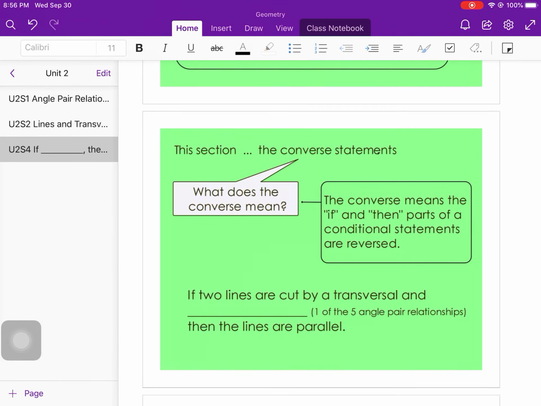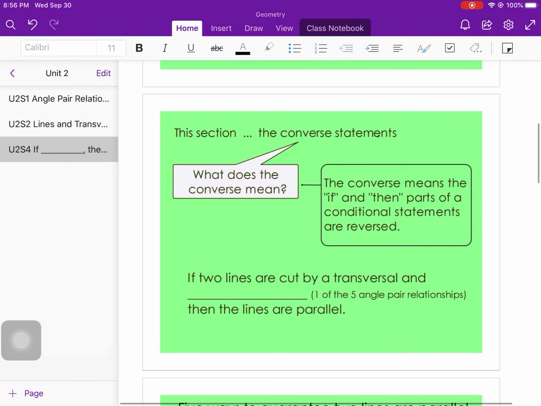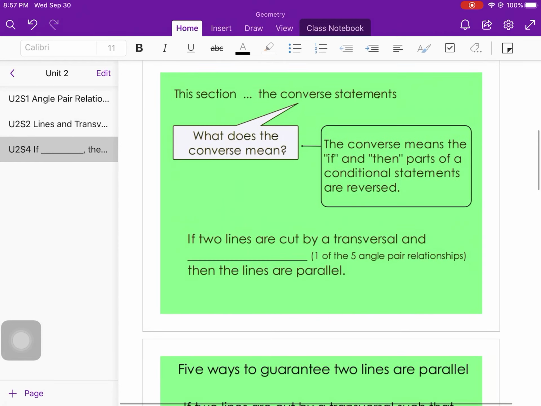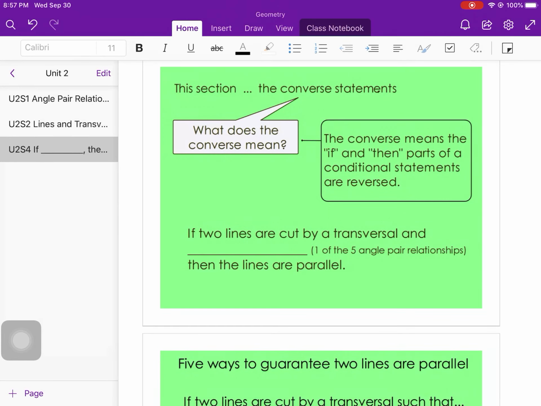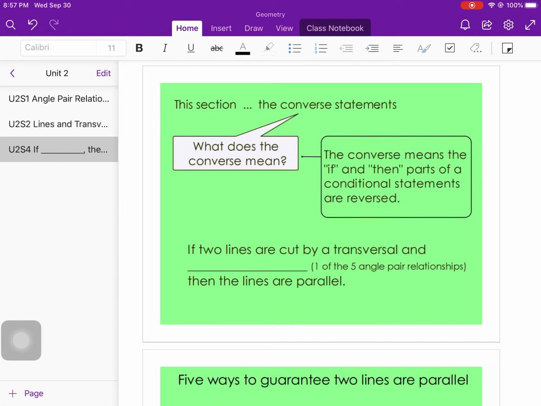So what does the converse mean? The converse means the if and then parts of a conditional statement are reversed. So before it was if the lines were parallel, then we knew that corresponding angles were congruent. But now we're doing the reverse. If two lines are cut by a transversal and one of those 5 listed up here is true, then the lines are parallel.